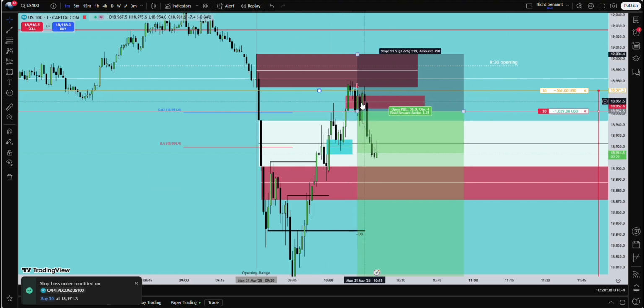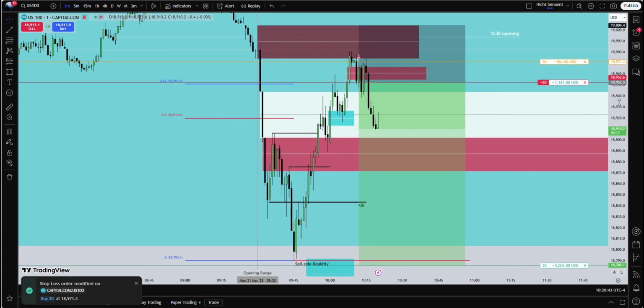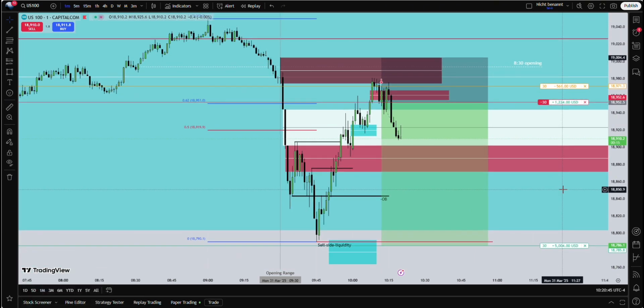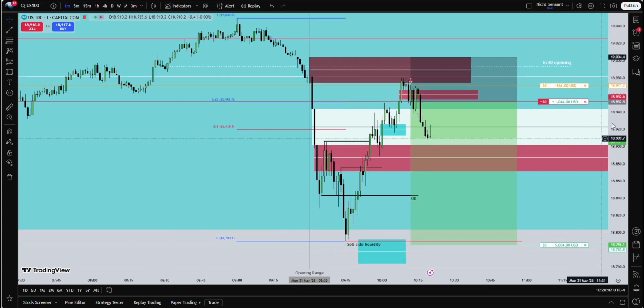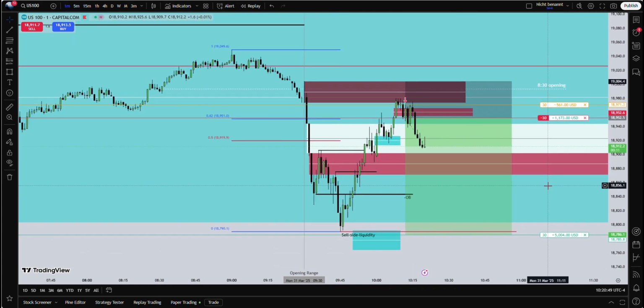So at this point, I'm going to move the stop loss to the high of this 1 minute order block right here. This is the 1 minute order block that I'm talking about. This is the first up close candle before this move down. And at this point I can just wait and absorb the price action, what price is going to do.